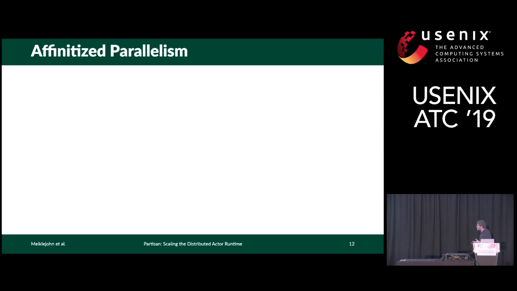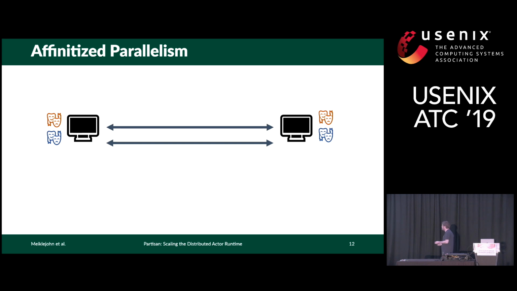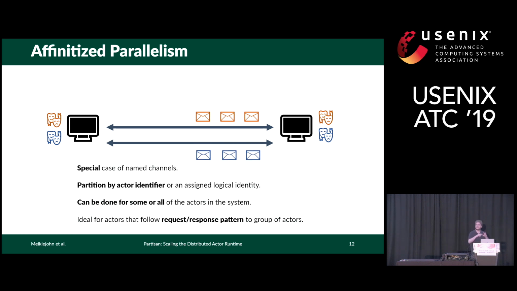Now, a special case of that technique, a special case of named channels, is that we can try to keep actors working on one connection. We can do this by affinitizing the traffic from multiple actors onto connections based on their sender identifier and their recipient identifier. Or we can use a logical identity if actors happen to take on different roles over time, which is common in actor systems. What this does is let us take advantage of pipelining operations where we have these request-response patterns to a group of actors, such as in a distributed database.